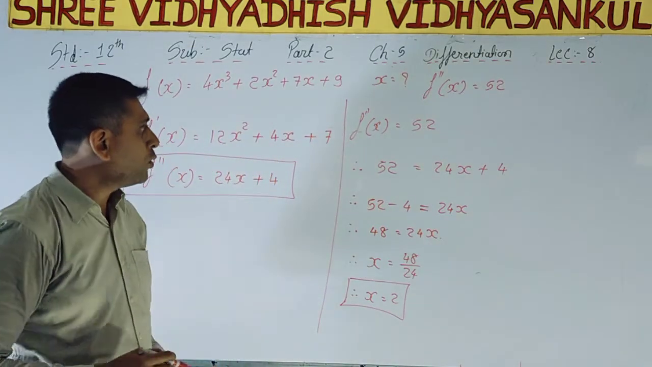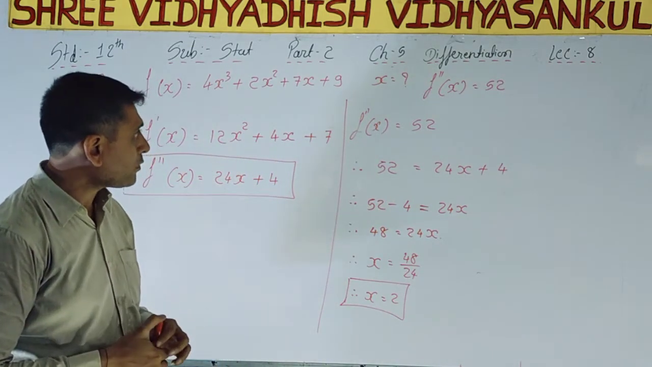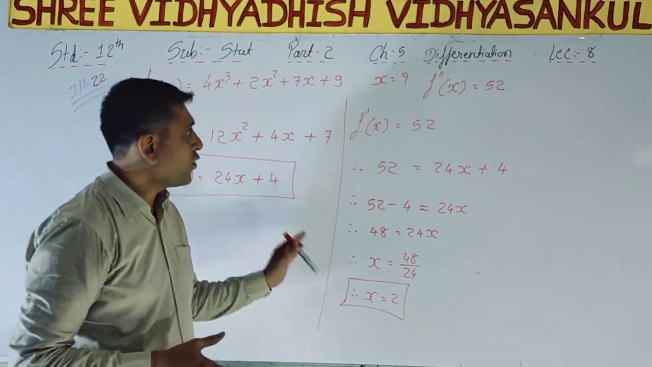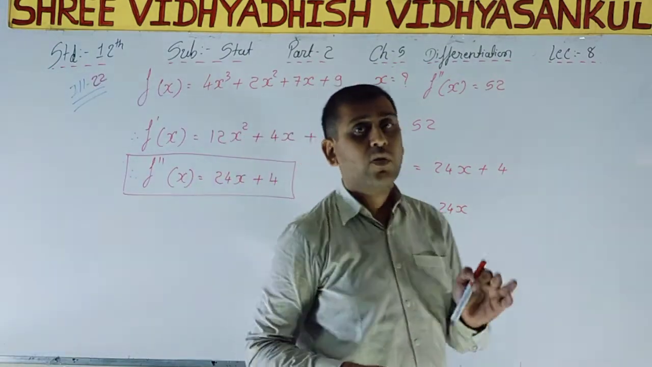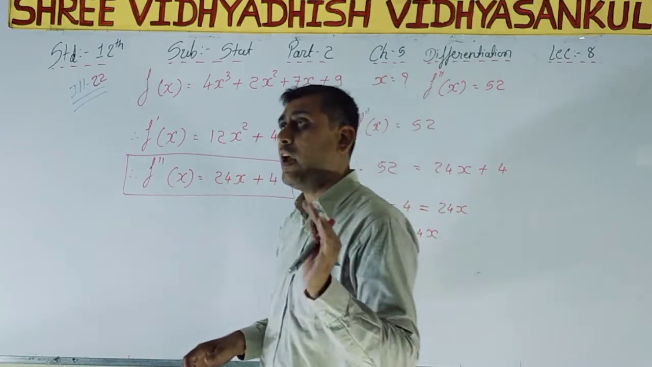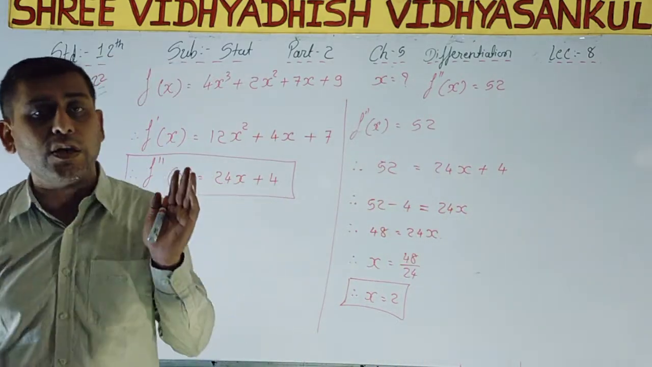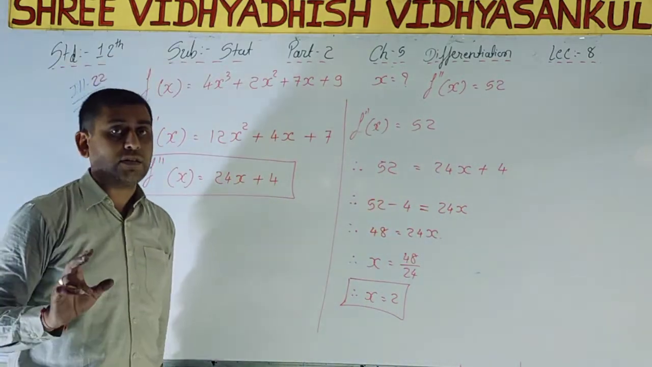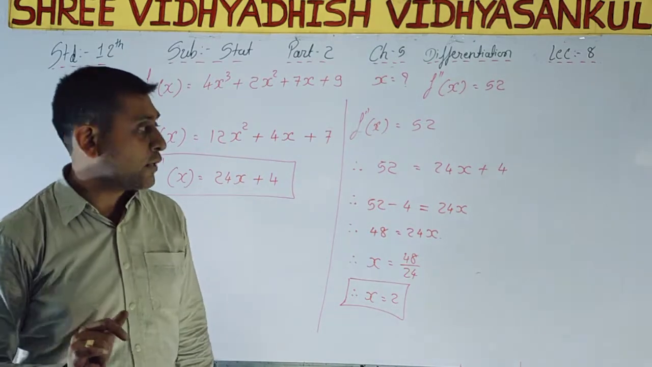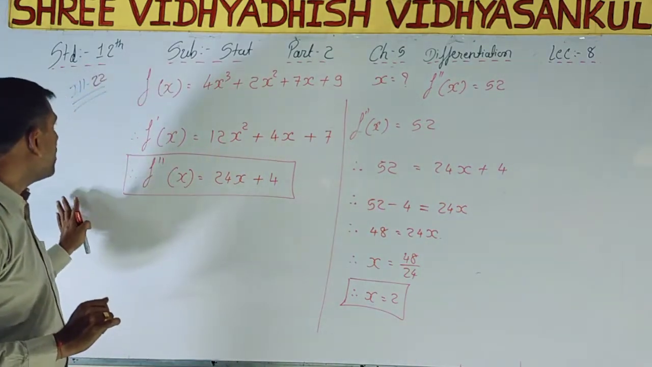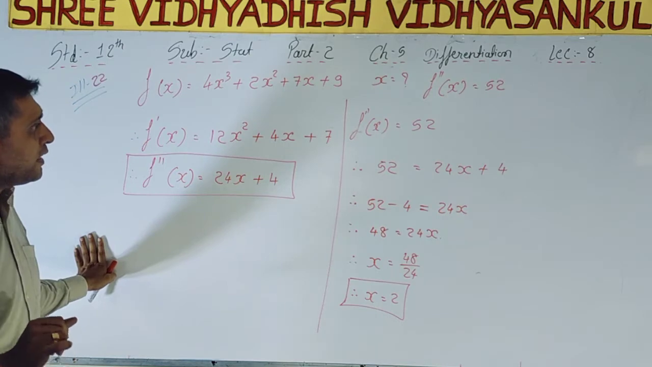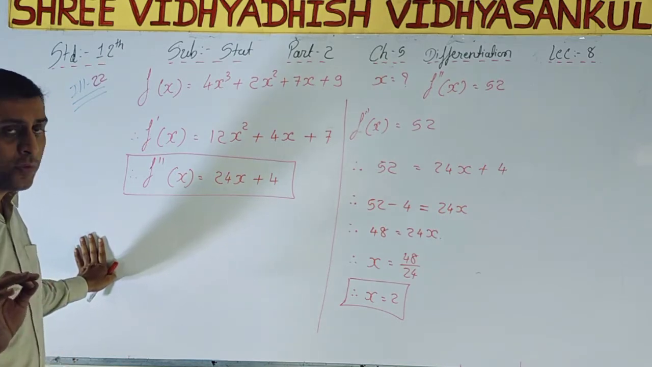Okay, so this is your final answer. We had to find the value of x. What is the value of x when f double dash x is equal to 52? Here the value of x is equal to 2. So first of all, write down this illustration number 22. It is again a very easy sum, right?